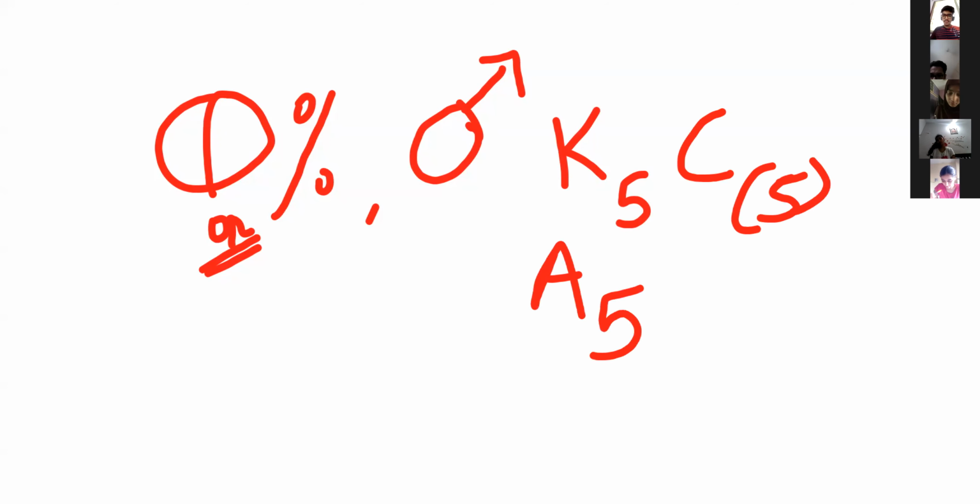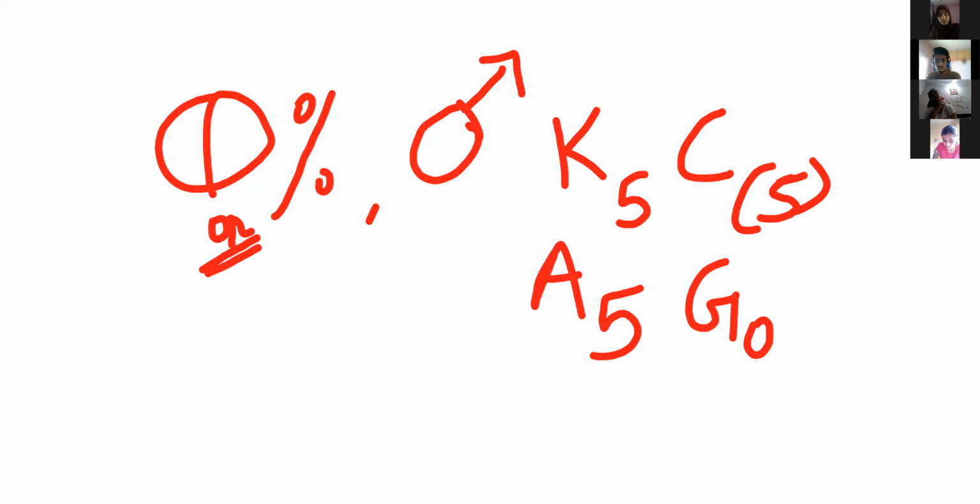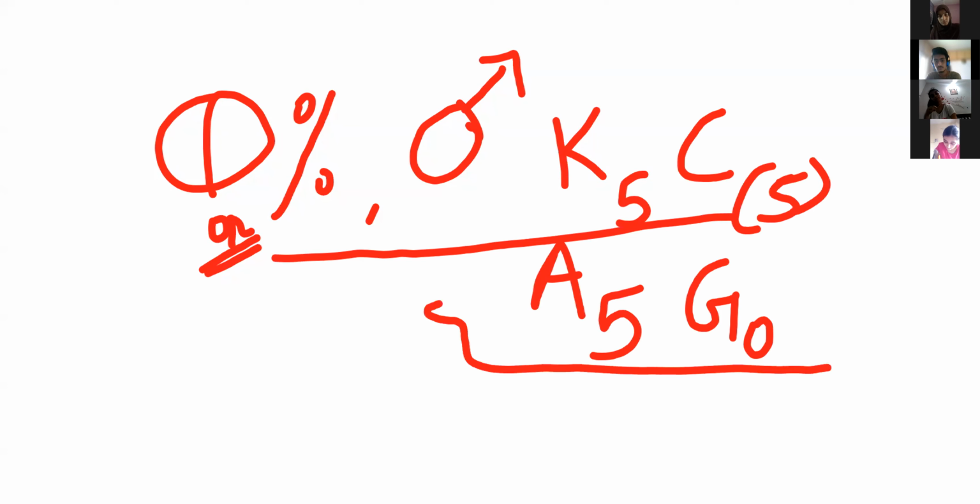And what about gynoecium? It is absent, so G0. Right, correct, G0. Excellent, Jugal. Very good. This is the entire floral formula.